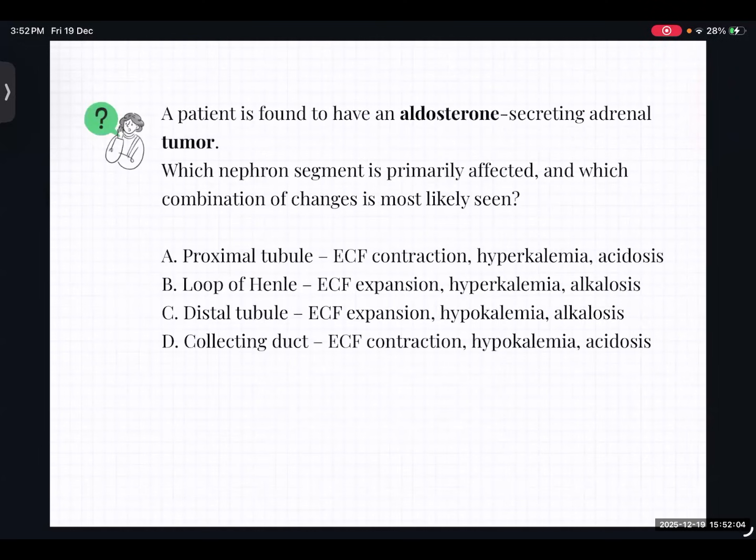One more question. A patient is found to have an aldosterone secreting adrenal tumor. Which nephron segment exactly is affected, and which combination of changes is most likely seen? Is it the proximal tubule with ECF contraction, hyperkalemia, and acidosis, or loop of Henle, ECF expansion, hyperkalemia, and alkalosis, distal tubule, ECF expansion, hypokalemia, and alkalosis, or collecting duct, ECF contraction, hypokalemia, and acidosis?